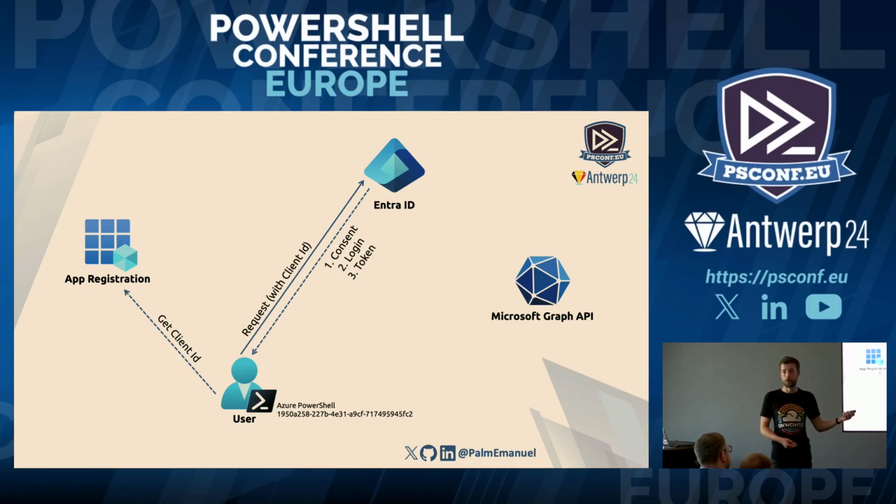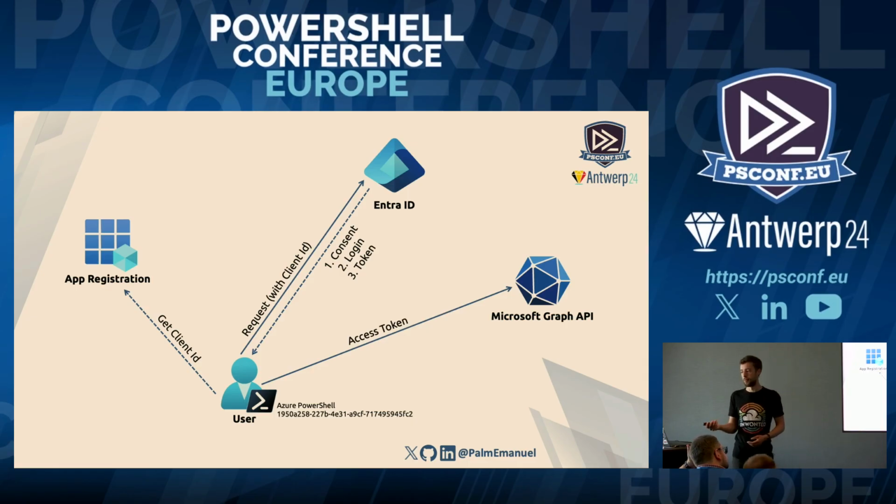Secondly, it's going to prompt you for login. Once we're consented, we get the typical login prompt in the browser. And then once you've logged in, we get the token sent back to the redirect URI, which for Azure PowerShell is localhost. So that's why it's able to pick that up again. And then we can just send an access token with our API request over to Graph.